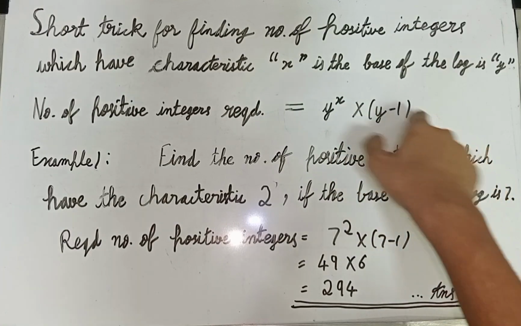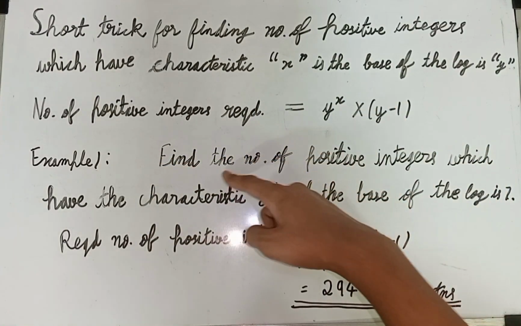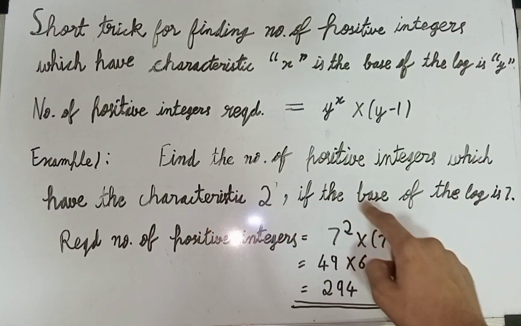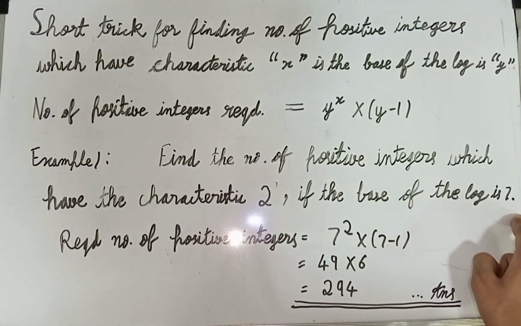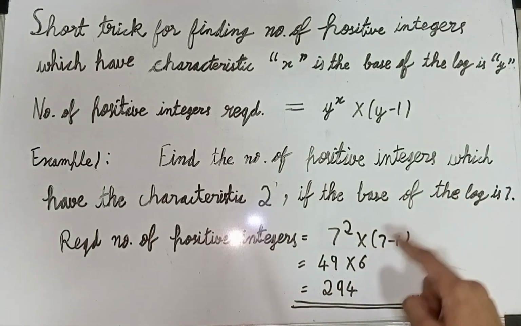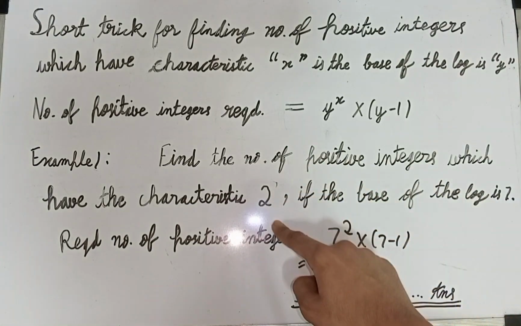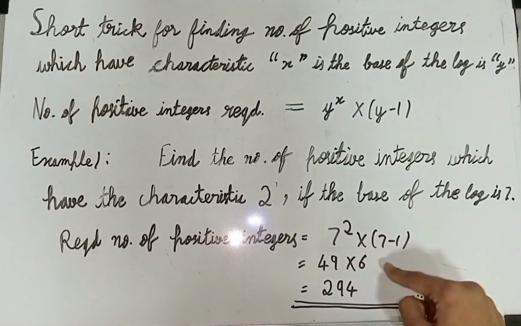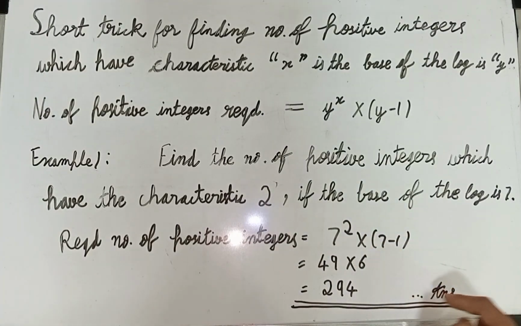Our first example: find the number of positive integers which have the characteristic 2 if the base of the log is 7. The required number of positive integers is 7 to the power 2 into 7 minus 1, which is 49 into 6, which is 294.